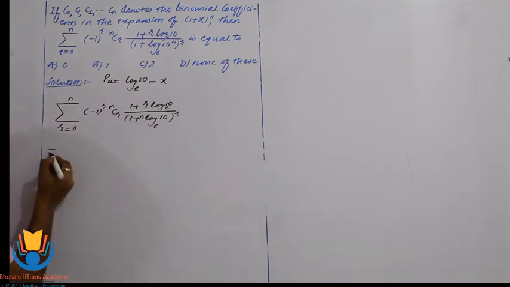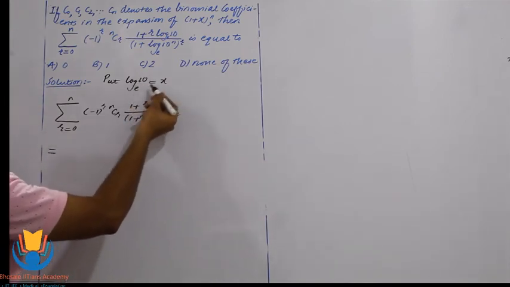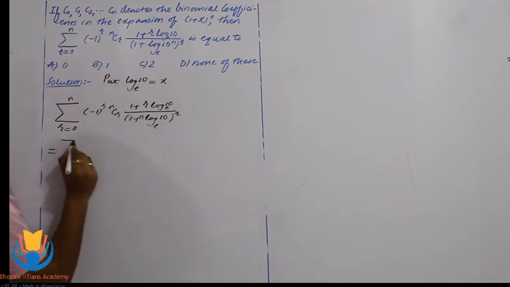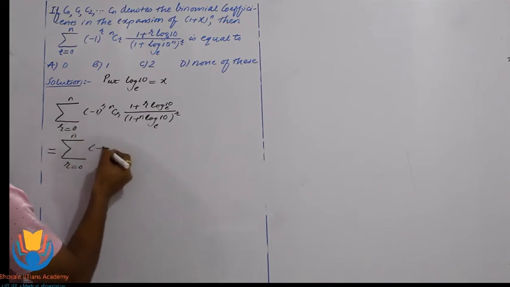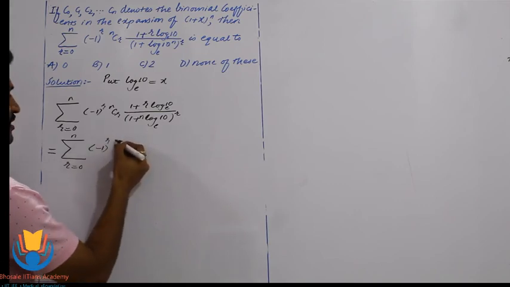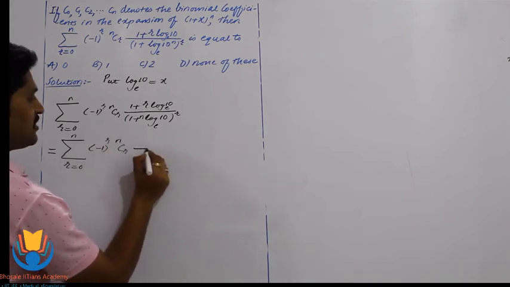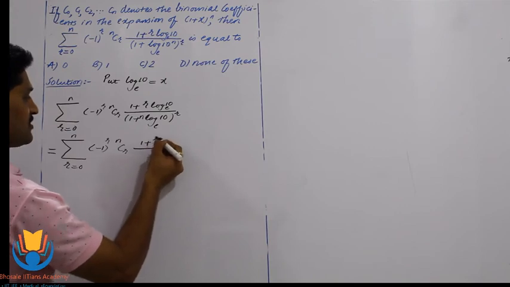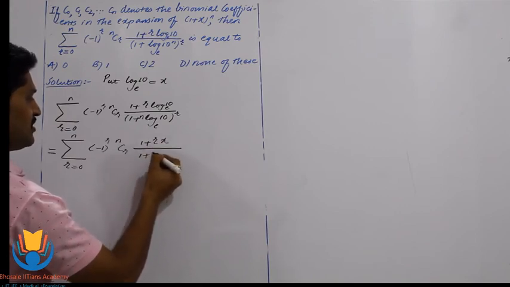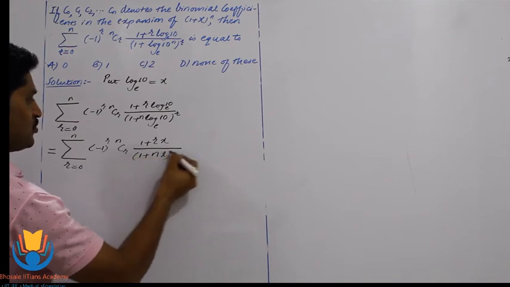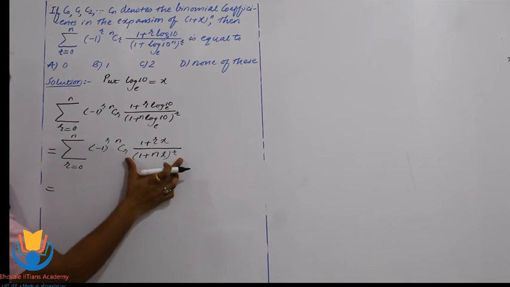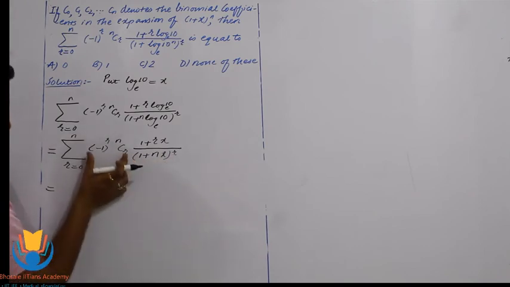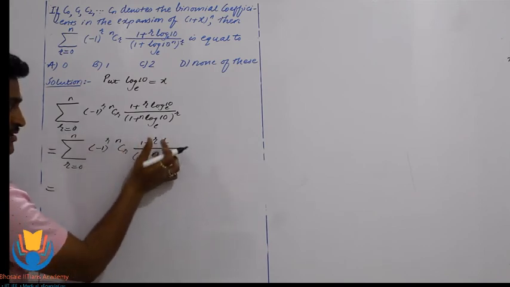So now we are going to make the actual change by putting log of 10 to the base e as x here. So the summation and all those things remain as they are, which is from 0 to n, (minus 1) raised to r, and nCr will be as it is, and here this is (1 plus r into x) and (1 plus n into x) whole raised to r. So now we are going to divide each term of this numerator by (1 plus nx) whole raised to r, and this is there in multiplication with both the terms.